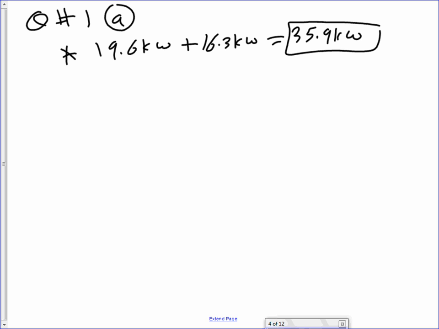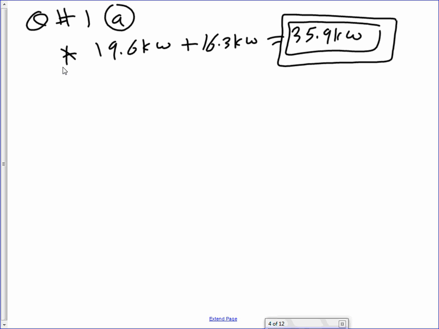35.9 kW. Ladies and gentlemen, this is your demand load. That's what you're going to size your feeders for. You can see that the 19.6 came from the two sets of big ranges, and the 16.3 came from the two sets of smaller ranges and cooking units. When you reach this step, my friend, you're done. The rest is history.